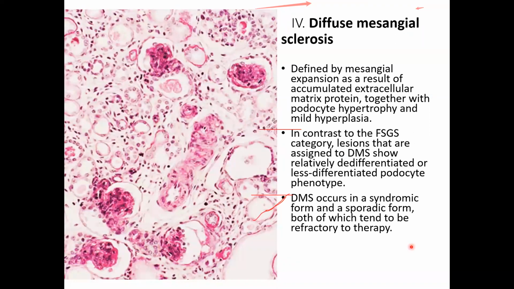And this is another form of FSGS, usually encountered in congenital or infantile nephrotic syndrome, so-called diffuse mesangial sclerosis. It is defined by mesangial expansion as a result of accumulated extracellular matrix protein together with podocyte hypertrophy and mild hyperplasia. In contrast to the FSGS category, the lesions assigned to DMS show a relatively de-differentiated or less differentiated podocyte phenotype. It occurs in syndromic or sporadic form, both of which tend to be refractory to therapy.